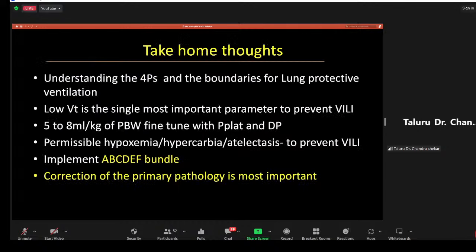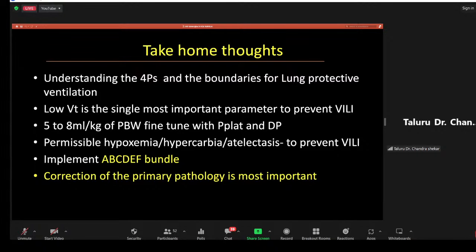So the take-home thought should be understanding the 4 P's, the boundaries of lung protective ventilation. Low VT is the single most important parameter to prevent VILI. A 5-8 ml/kg tidal volume. Start with predicted body weight. Fine-tune with P-plat and driving pressures. Permissive hypoxia, hypercarbia, and atelectasis to prevent VILI are acceptable.